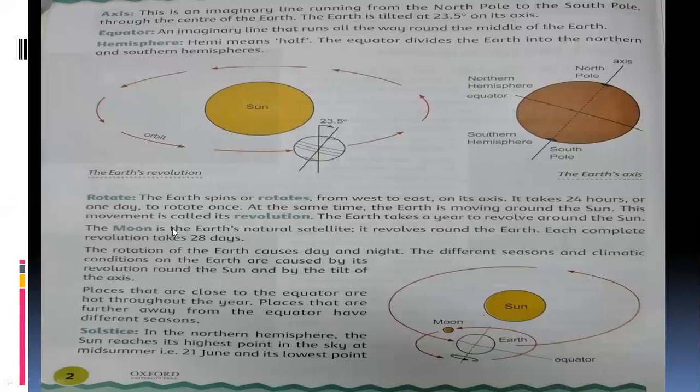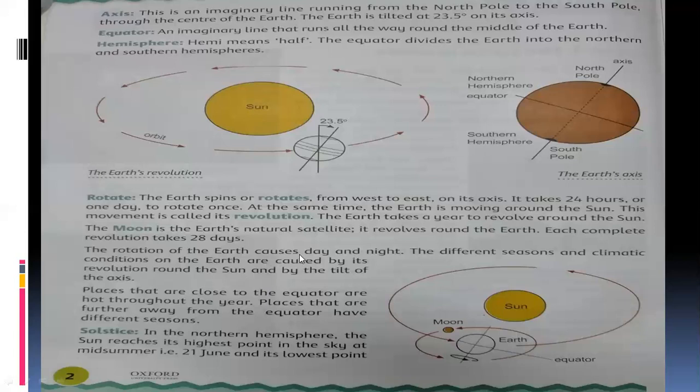The moon is the earth's natural satellite. It revolves around the earth. Each complete revolution takes 28 days. Like this one, as you see, the moon spins around the earth. It takes 28 days.